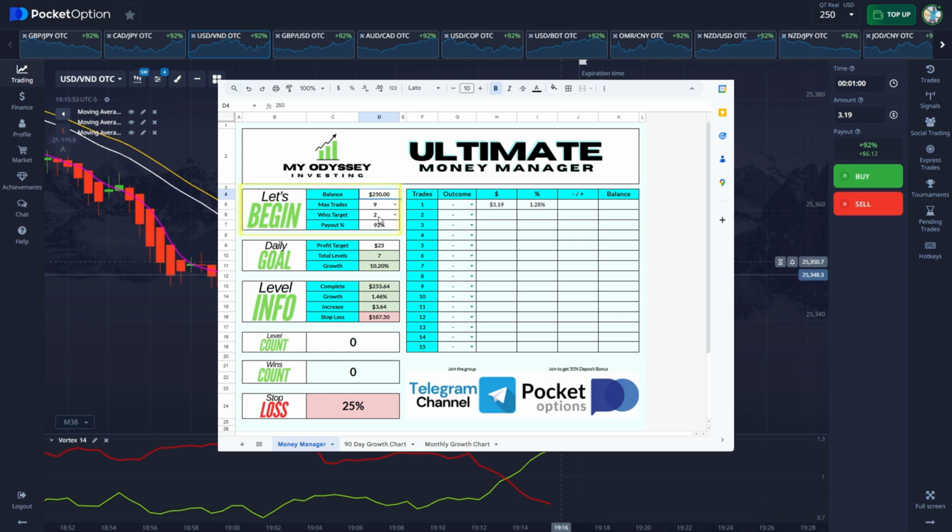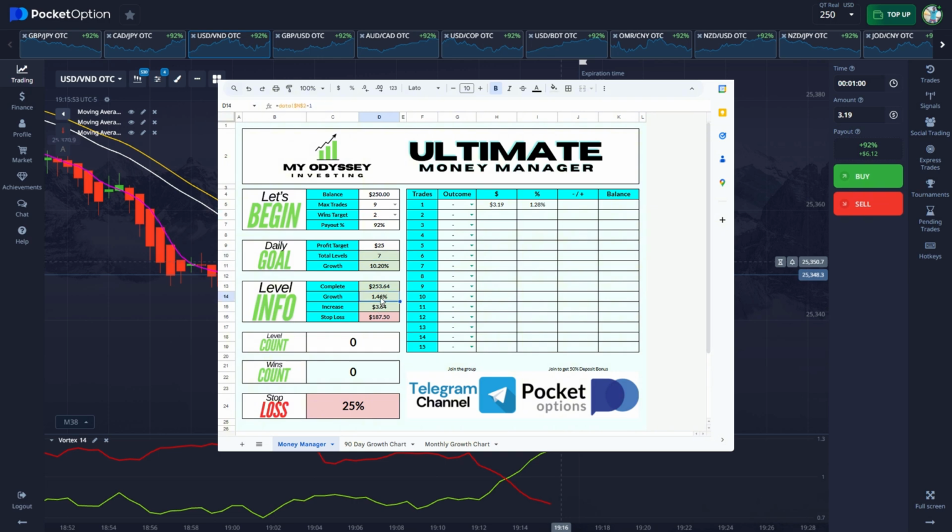So I want to win 2 out of 9. I could change this to 3, which will up this dollar amount, but I'm going to go for 2 for 9, which is 1.28% of my balance, $3.19. All right. My target today is $25. I would have to complete 7 levels. This is 1 level. When you complete 2 trades, you have completed 1 level.